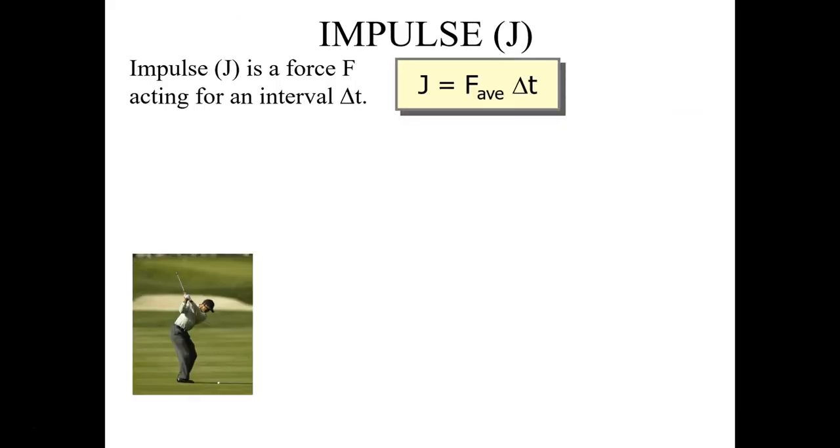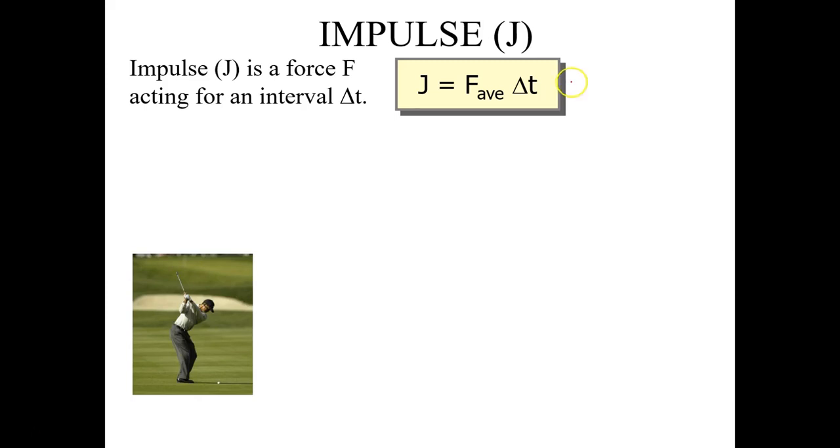So, how do we get momentum? How do we change momentum? Well, in order to change momentum, we need this thing called impulse. And impulse is stated with a J. So impulse is basically a force acting over some interval of time. And the way that we write it in physics is J is equal to the average force times the time that that force was applied.